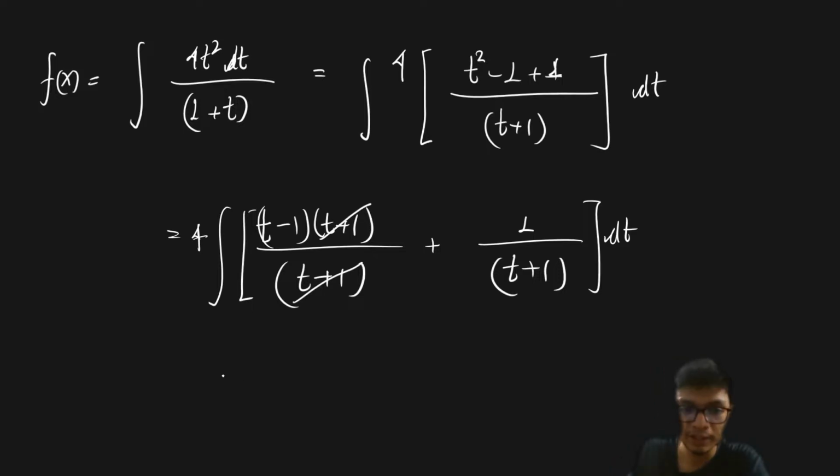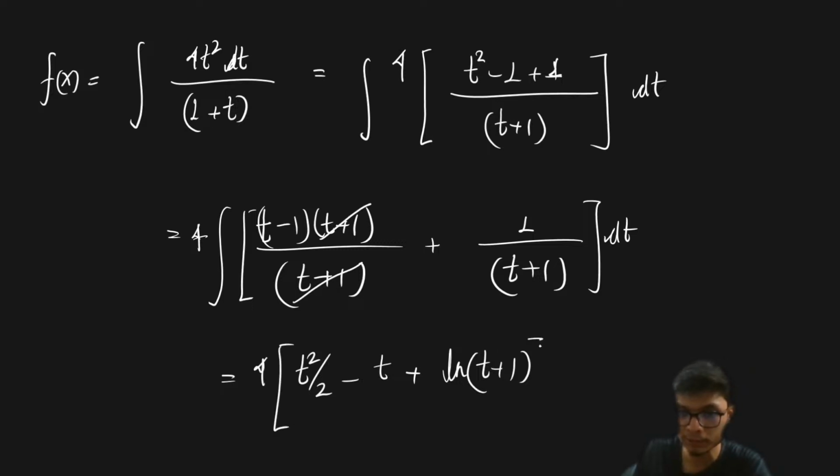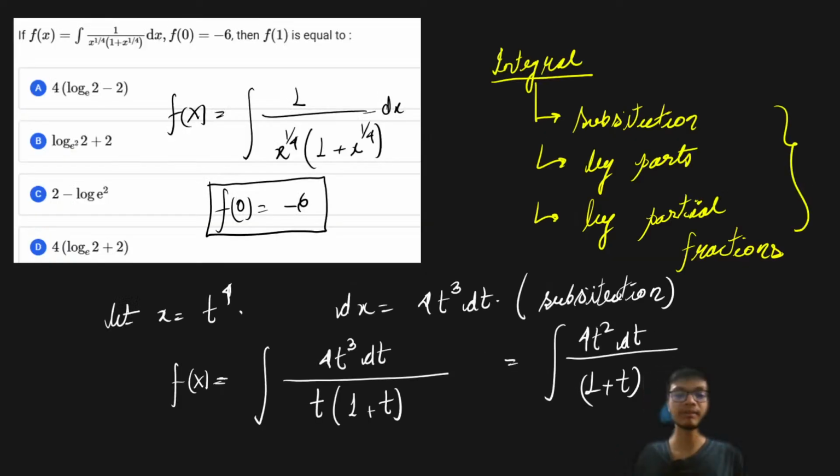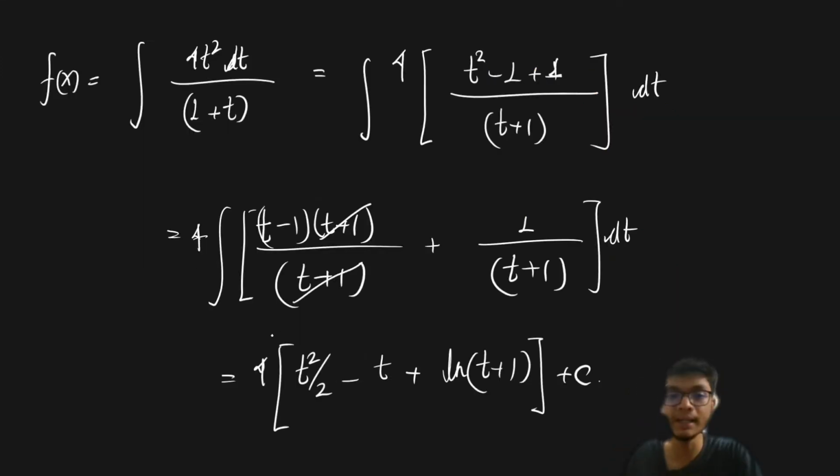So therefore, your integral is very simple. It's now the integration of t minus 1, that is going to be t square by 2 minus t, plus natural log of t plus 1, and then 4 times it multiplied to the entire sum, plus some constant c, right? So what we see is that once we substitute x equals t to the power 4, the solution becomes much simpler in terms of t. We are able to decompose that fractional power into an integral power, and from there the question is very simple. Now your solution is not in t, it should be in x.